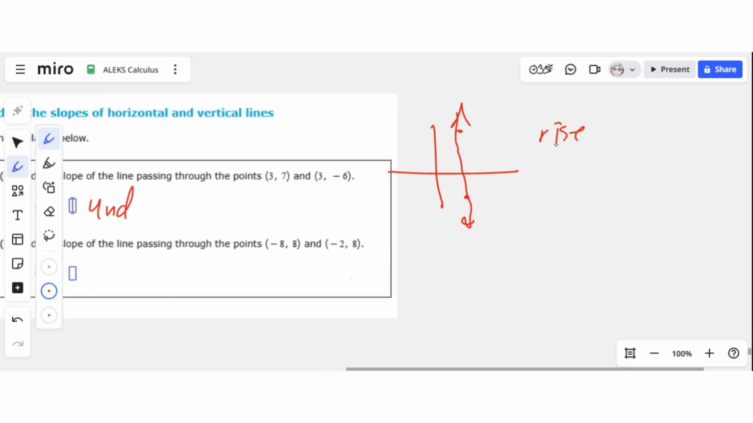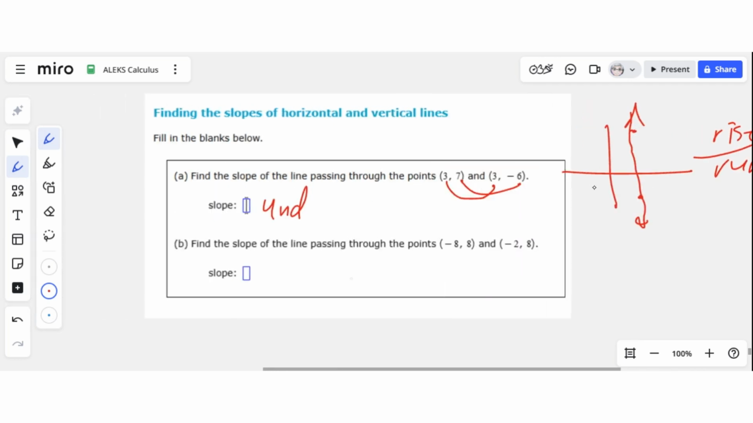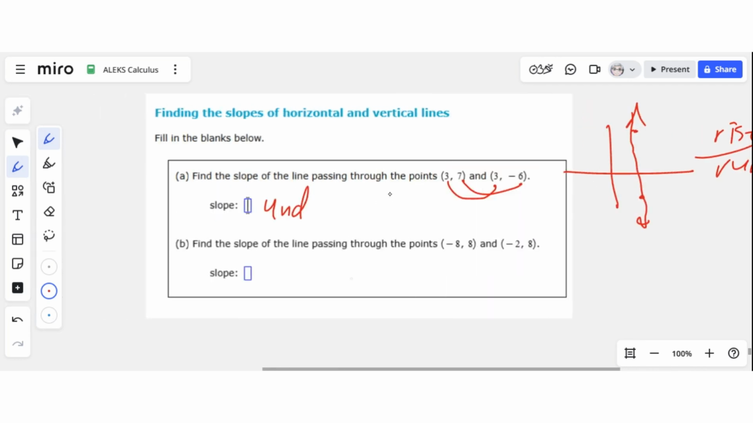Again, the slope is rise over run. Our run is 0. The difference from 3 to 3 is 0. Our rise is down 13. So -13 divided by 0 does not make sense. We can't divide by 0. So this would be undefined, so our slope is undefined.